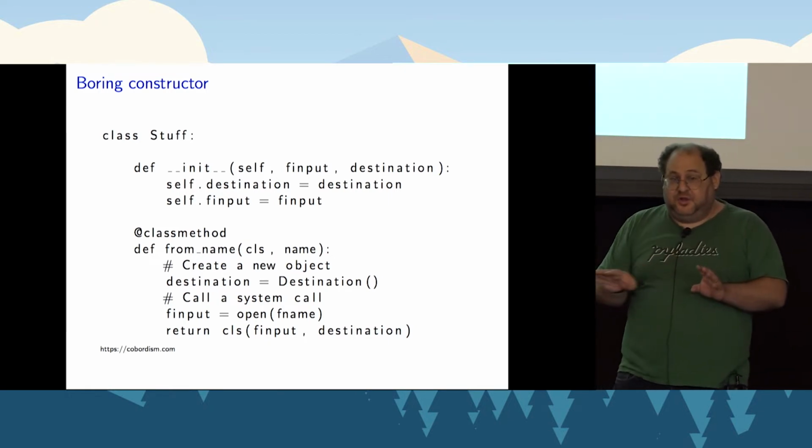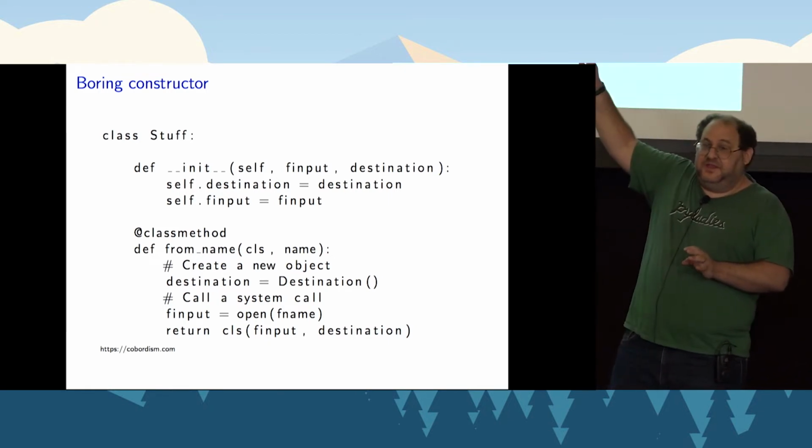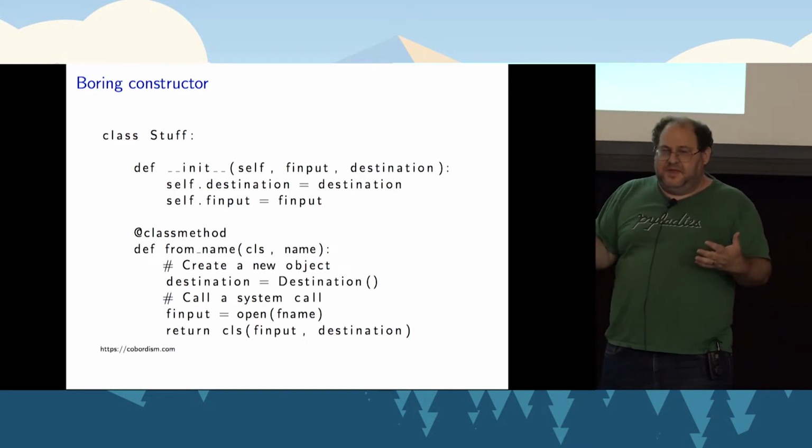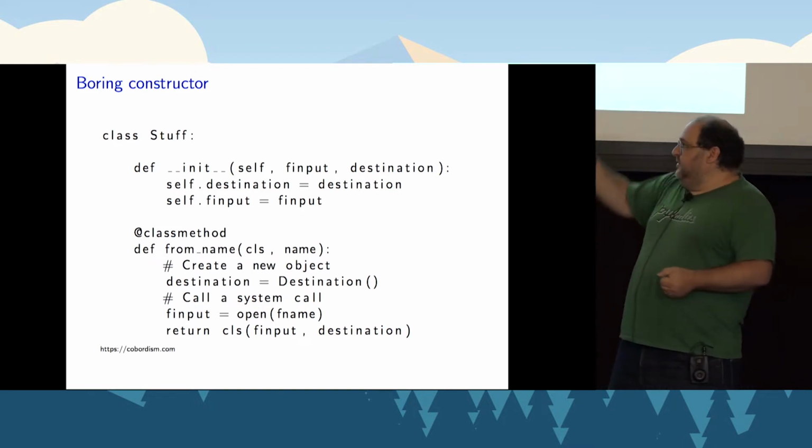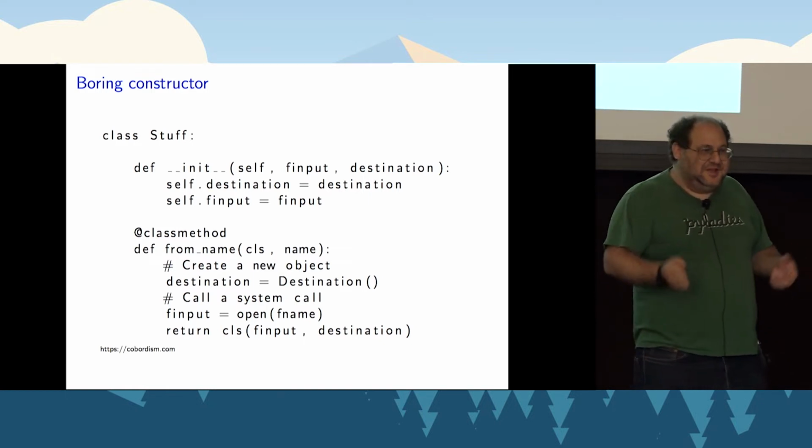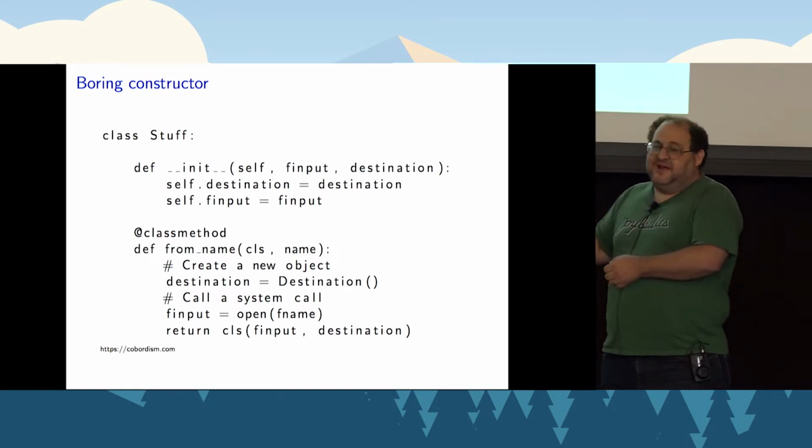A constructor cannot have an async def in it, right? You cannot async def under init. That wouldn't really make sense. What would you return? But here, an async def makes sense. It's just a method that happens to return something of type stuff.